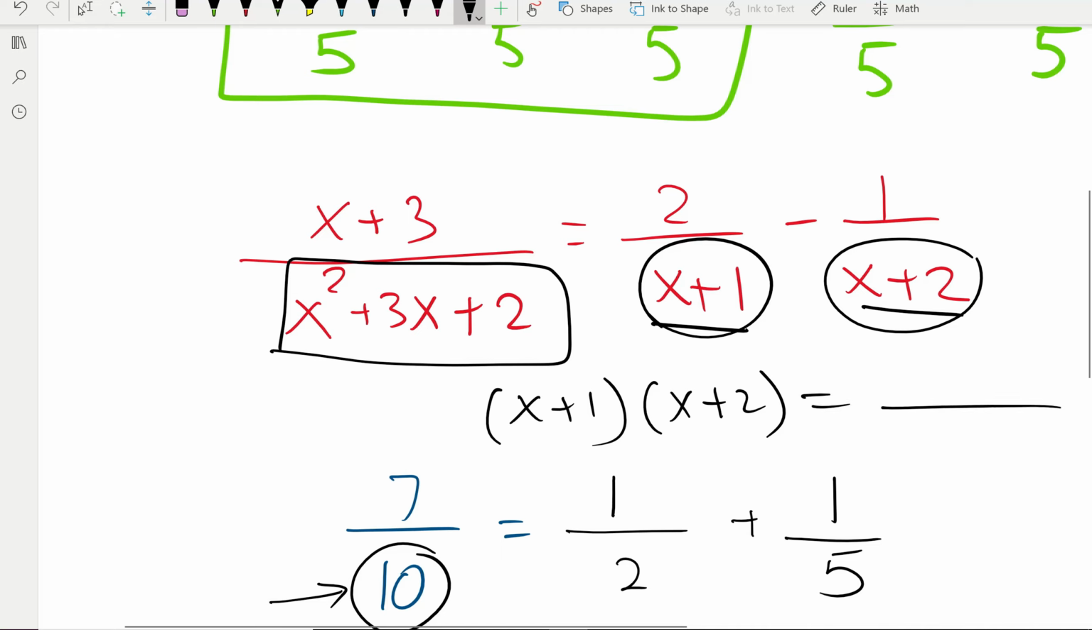So the whole idea of partial fraction decomposition is two things. You're given a big complicated fraction, and you're going to break it down into simpler fractions. You're going to rewrite it as a combination of several fractions. And we construct these simpler fractions using the factors of the denominator of the big fraction. Okay, that's partial fraction decomposition.